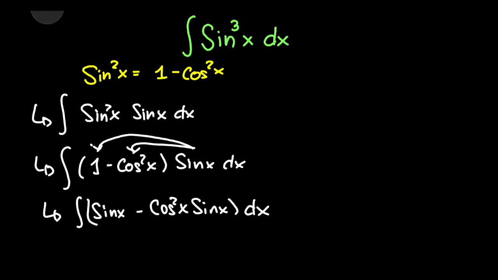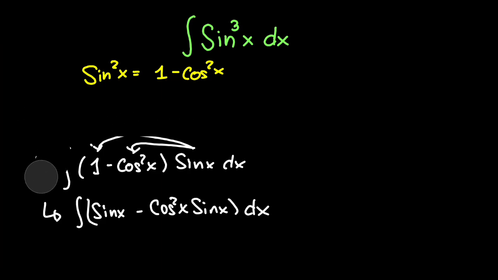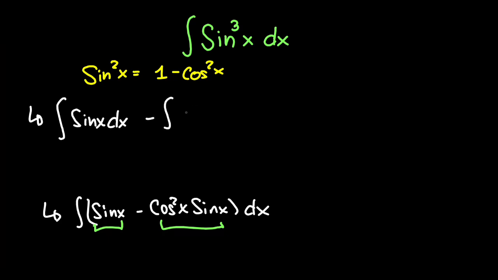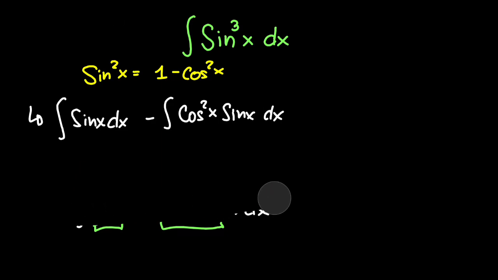And now the next step would be to split this integral into two parts. This would be the first and this would be the second, all multiplied by dx. And so this would be the integral of sine of x dx minus the integral of cosine squared of x sine of x dx. Now, since we can simply integrate this, we will leave that first and let us focus on this second part, the integral of cosine squared of x sine of x.